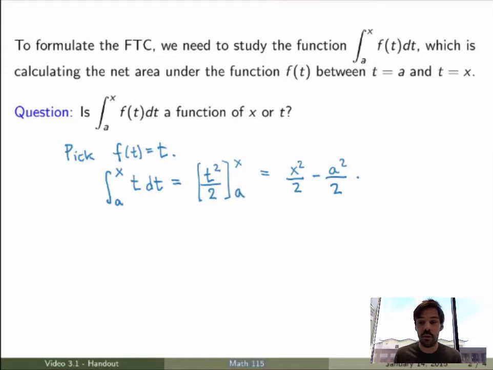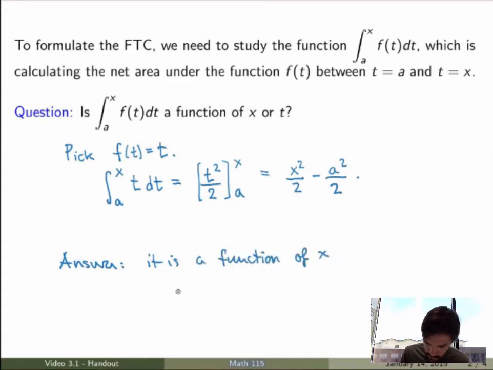And in general, that would always be true. This was just a simple example, but this will always be true. The t here is kind of a dummy variable. I'm integrating over t, so I'm getting rid of the t. All I will have is the expression evaluated at x minus the expression evaluated at a. So generally speaking, this thing is a function of x. So the answer is it is a function of x, and in fact I will call it g of x in the next slide.